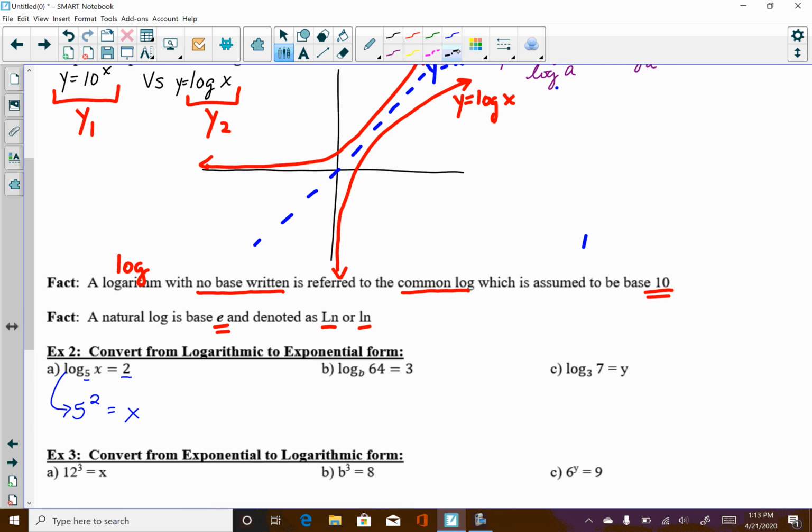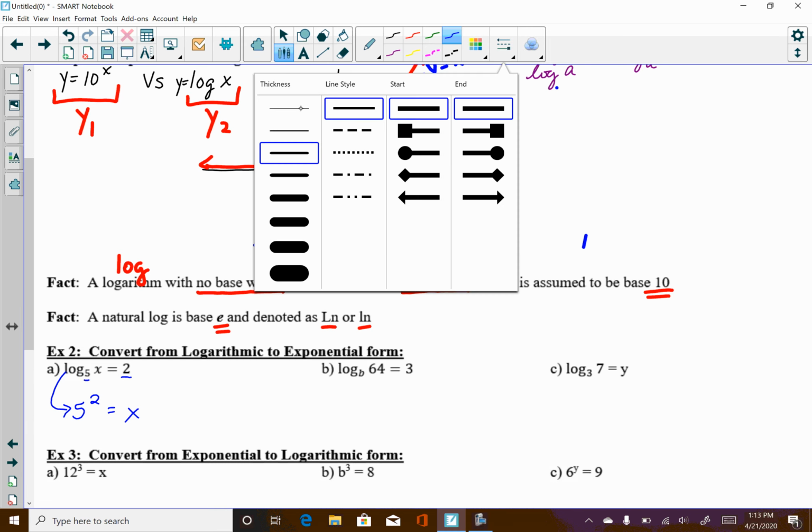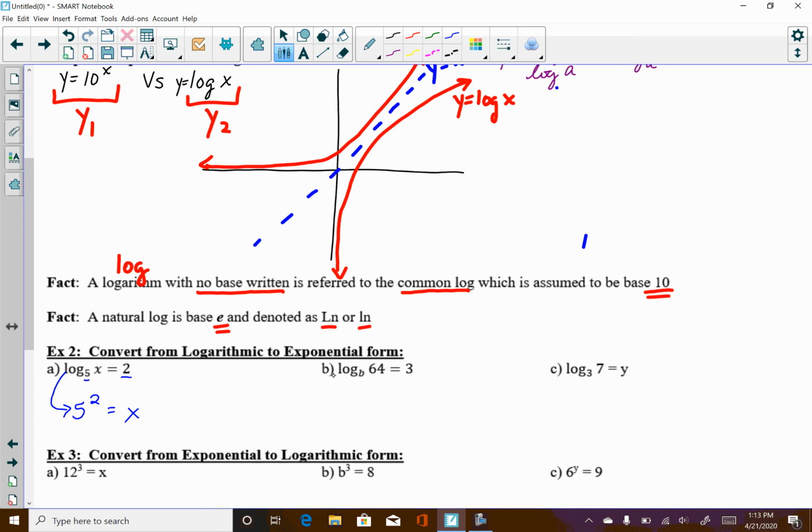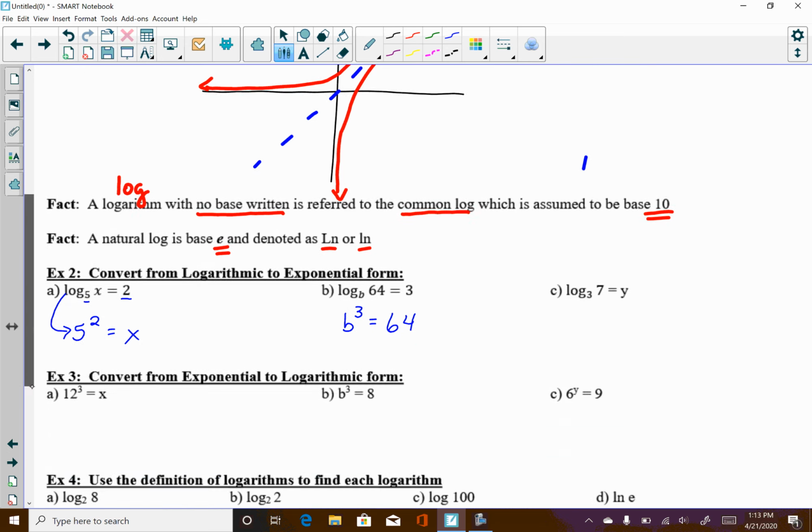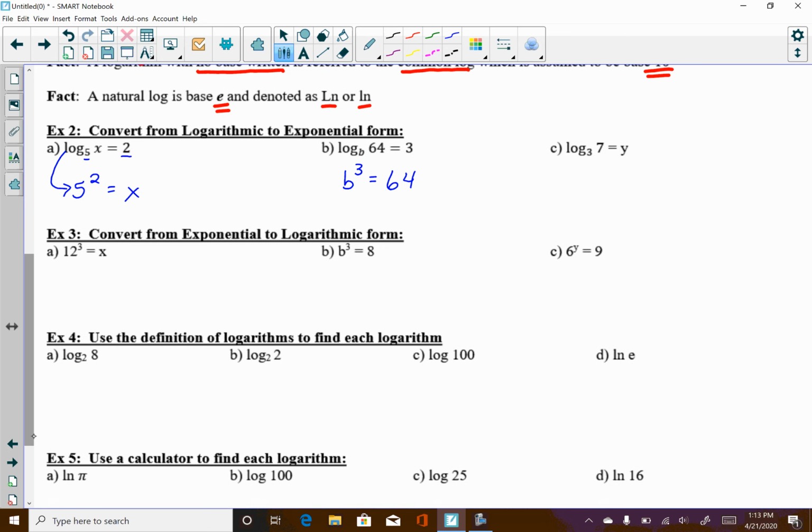So if we scoot on over then to the next example, again, we're just going to write this in exponential form. Base raised to the opposite side equals the argument. So b cubed equals 64. Probably a good idea for you to pause and do letter C there. And we'll scoot on down to example 3. And check yourself by the answer key online in Blackboard.